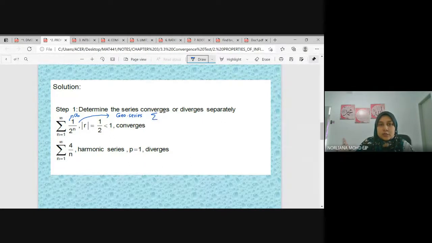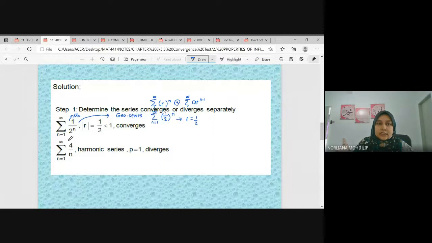The summation of 1 over 2 to power of n. This is geometric series. Geometric series is summation of r power of n, or summation of ar power of n minus 1. So r equal to 1 over 2. 1 over 2 is less than 1. So it is converged based on geometric series.